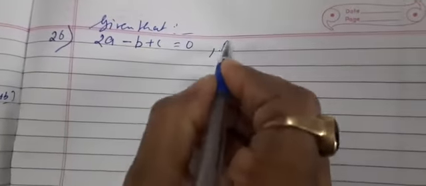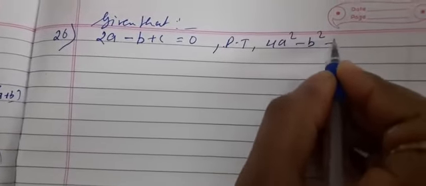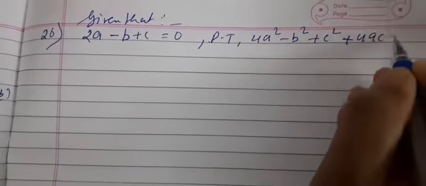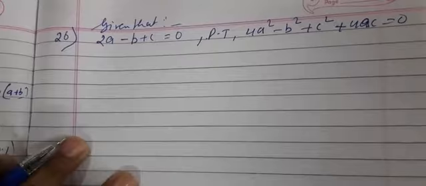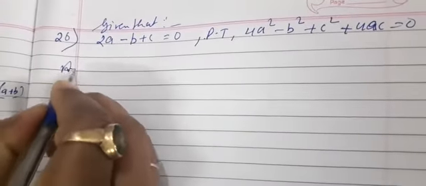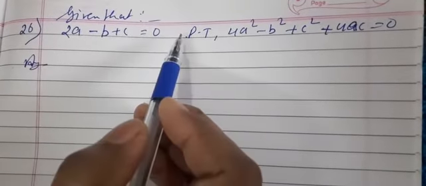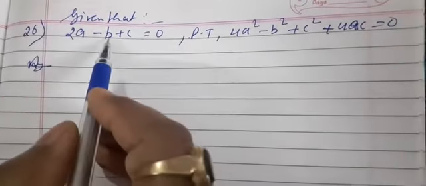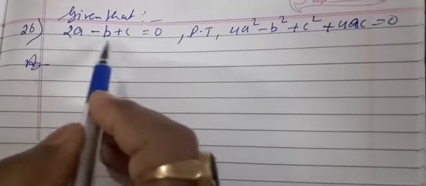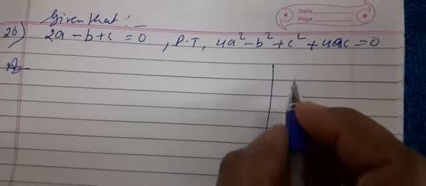Given that 2a minus b plus c is equal to 0, we need to prove that 4a square minus b square plus c square plus 4ac is equal to 0. As your question has given you a hint also, but in the exam you are not going to get any hint. Your hint says to transfer b from LHS to RHS, but being a math student, it comes to our mind why b, why not c, why not 2a, why only b. For that you may verify why we have to transfer b.